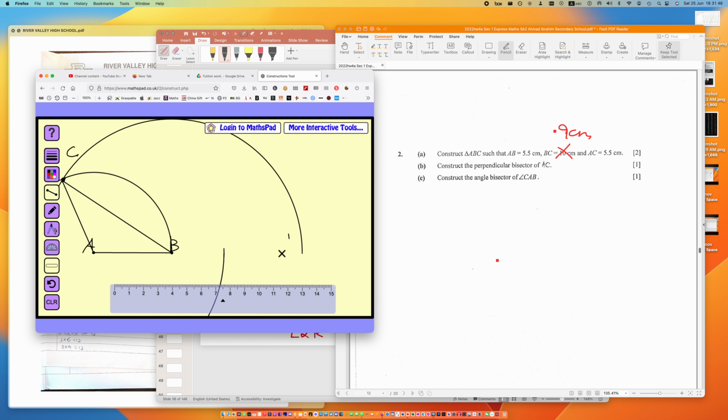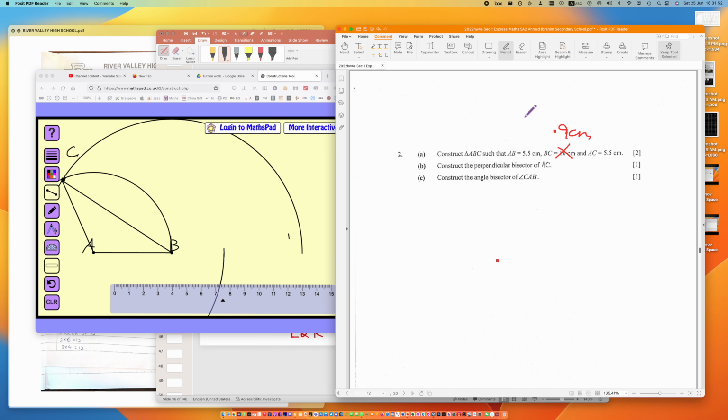Then after that you just have to construct the perpendicular bisector of AC. This part I think is not tested yet. Angle bisector is still not. Perpendicular bisector means cut half. Angle bisector means the angle cut half. At the moment I don't think you need to learn these two. But definitely part 2A you need to do.